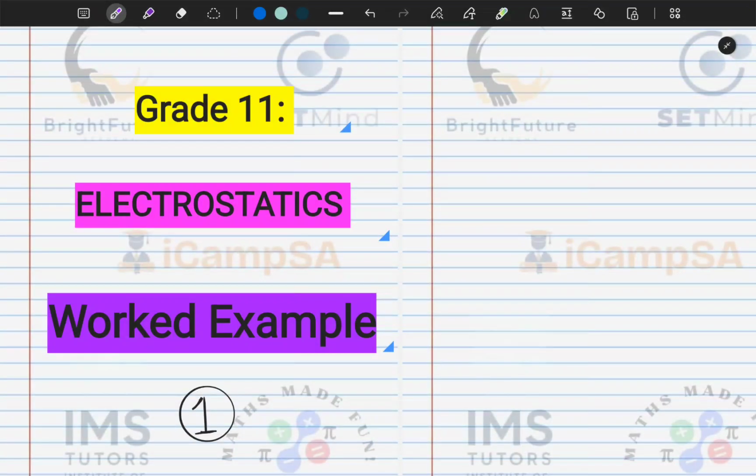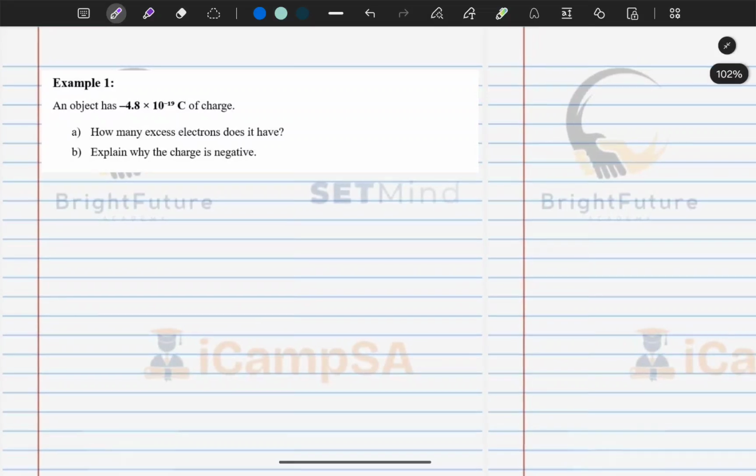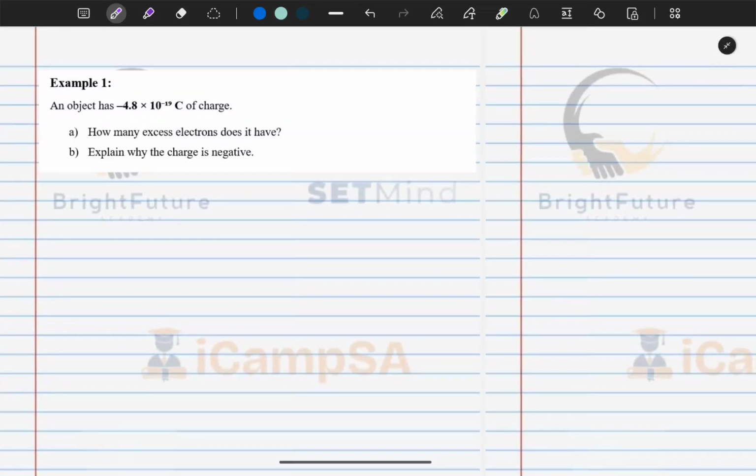Welcome back to another electrostatics worked example. This is one of many worked examples that we'll do for this specific physics chapter. One thing that you might come across in this chapter is a question like this.